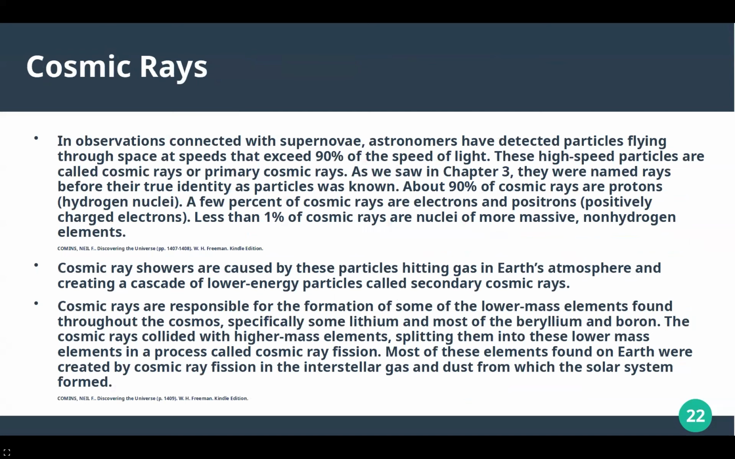The cosmic rays collided with higher mass elements, splitting these into lower mass elements in a process called cosmic ray fission. Most of these elements found on Earth were created by cosmic ray fission in the interstellar gas and dust from which the solar system formed.